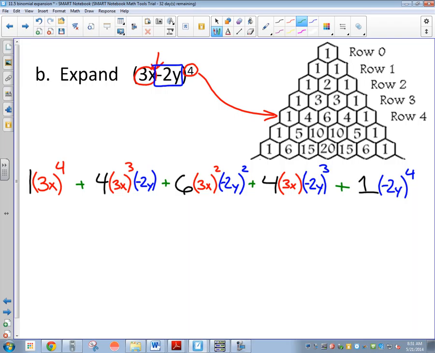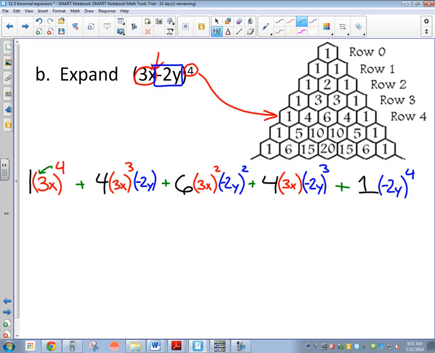Any questions on the first setup part? We've done all of the trickiness. Now all we are doing is simplifying. All we are doing is multiplying each of those things together. There's lots of numbers, lots of x's and squareds and y's, but it's just a matter of simplifying. So let's look at the first one.